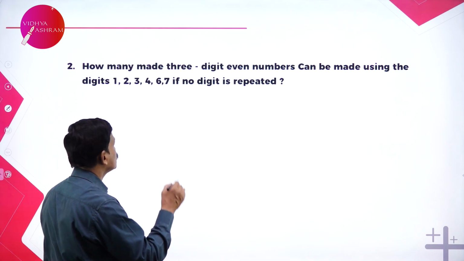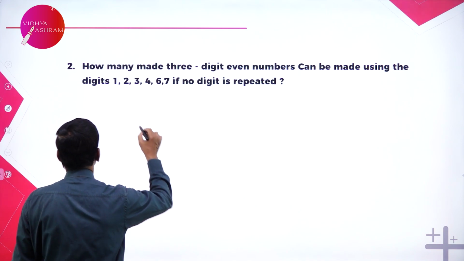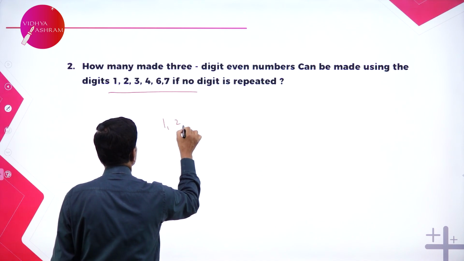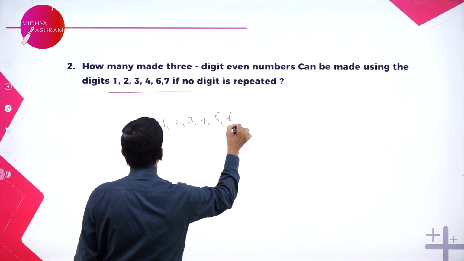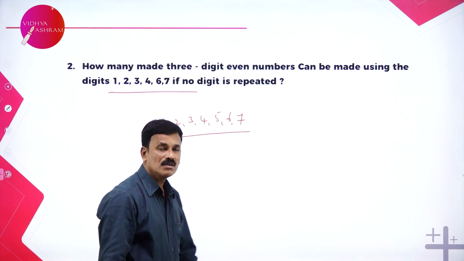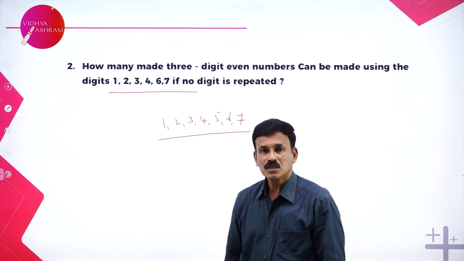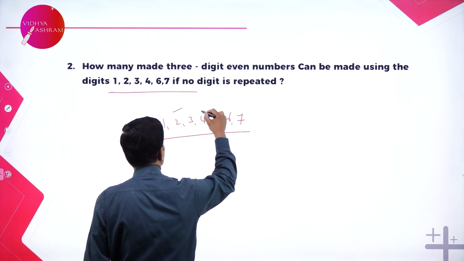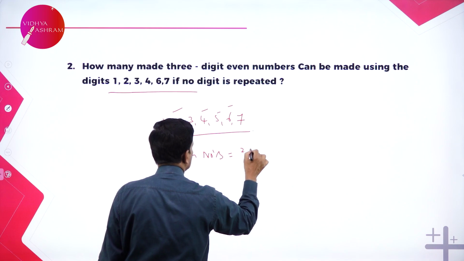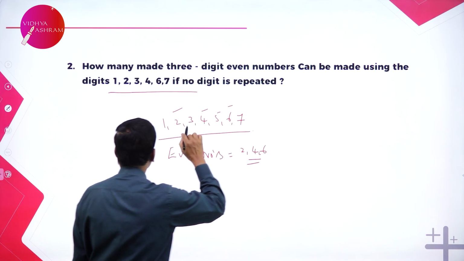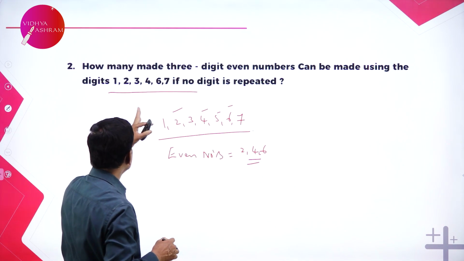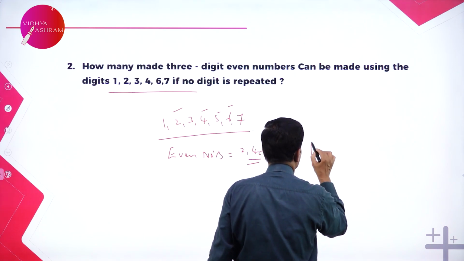In how many ways can a 3-digit even number be made using the digits 1, 2, 3, 4, 5, 6, 7? So here the digits are 1, 2, 3, 4, 5, 6 and 7. With this we are going to form even numbers. Just find out how many even numbers are there. So how many even numbers? 2, 4 and 6. There are 3 even numbers, 2, 4 and 6. So how many 3-digit even numbers can be formed from 1, 2, 3, 4, 5, 6, 7 if no digit is repeated? Same problem as that of the previous one.